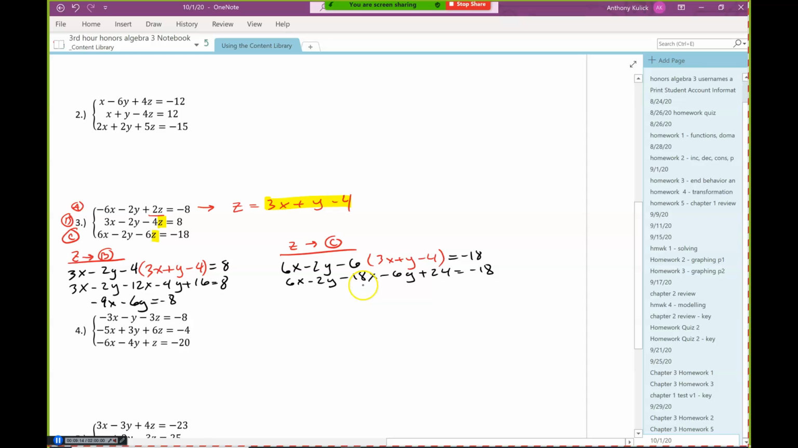Similarly over here, 6x minus 18x is negative 12x. Negative 2y and negative 6y is negative 8y. And if I subtract the 24 over, we have negative 42. So those are going to become my new two-variable system.